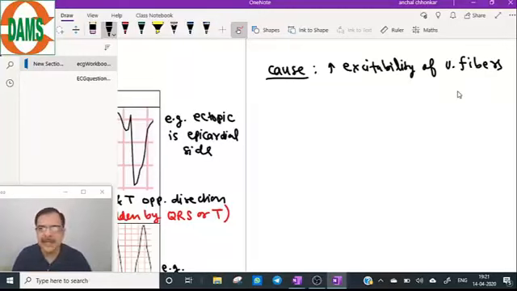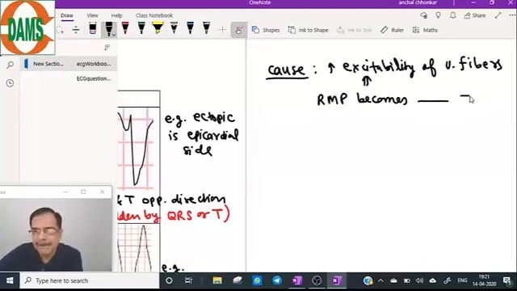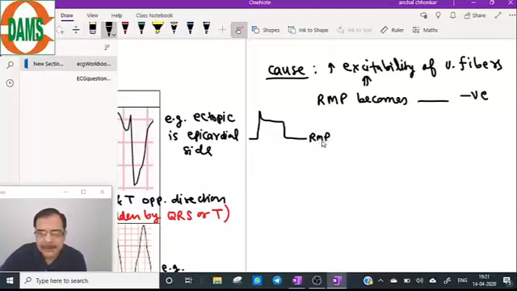And how is this excitability increased? Let me check your physiology knowledge. This increased excitability of the ventricle fiber occurs if the resting membrane potential becomes... All of you must be knowing the resting membrane potential. So my question to you is, this is RMP, this is minus 90 millivolts.